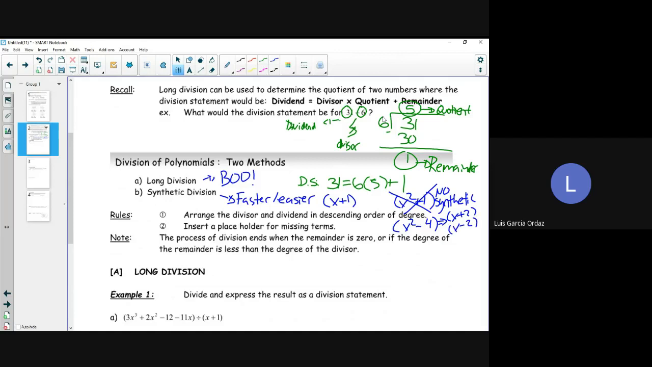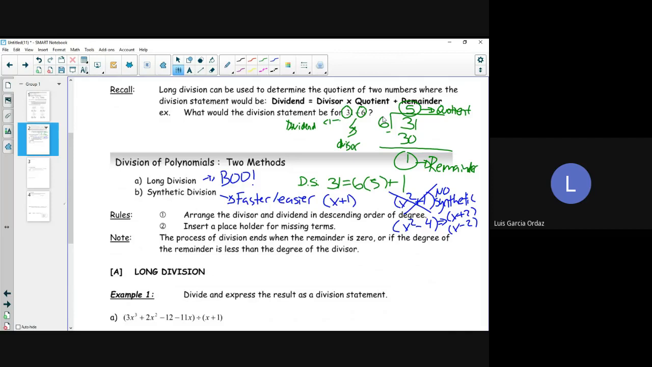Okay, so the rules are: arrange the divisor and the dividend in descending order of degree. So if they're mixed up, let's just say x to the 5 comes before x to the 7, you have to switch the order, because the highest degree always has to be first, and then it goes in descending order after that. You want to insert a placeholder for the missing terms.